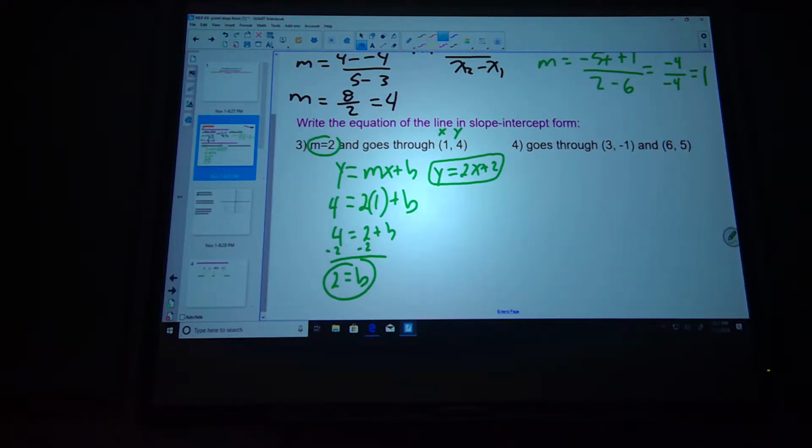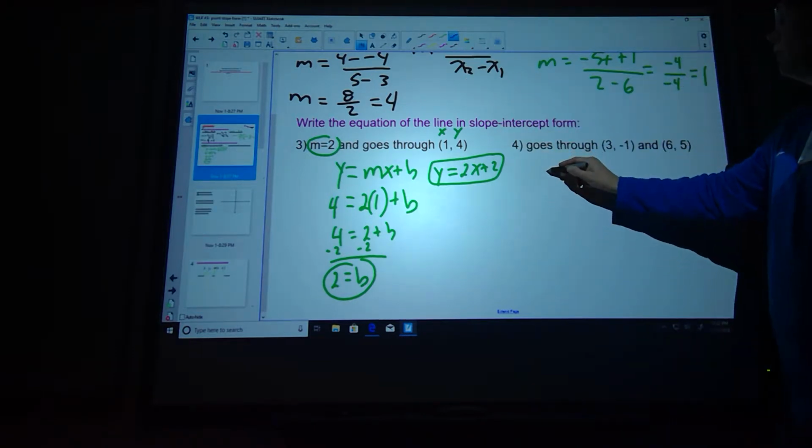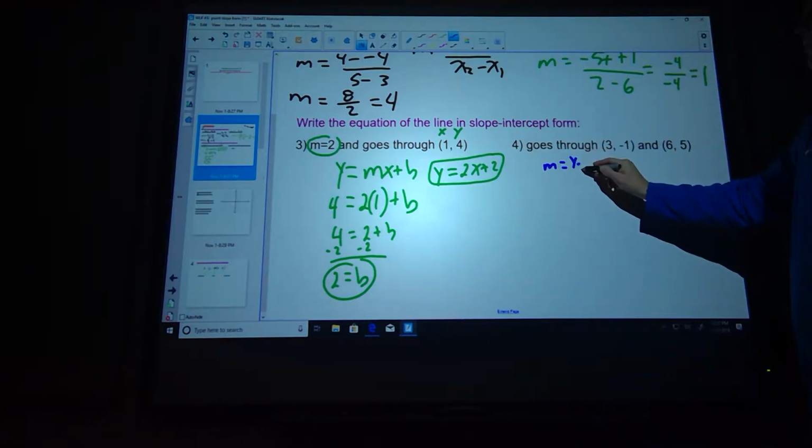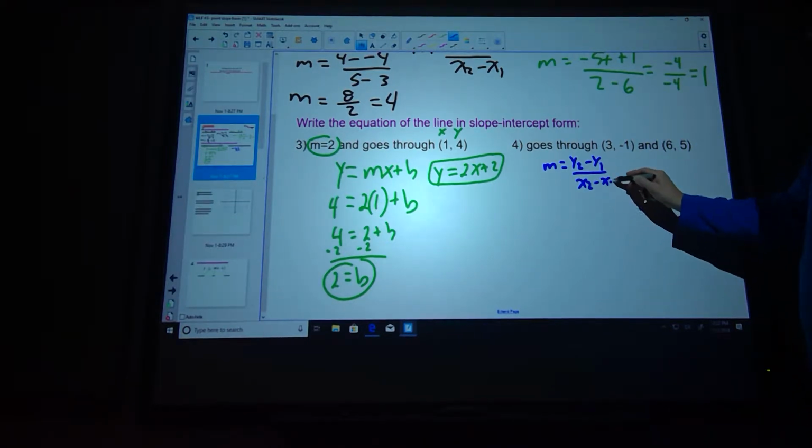Is that right? But how do I approach number 4? I'm not given the slope. Oh, yeah. Would you do the x1? So what is that? What's it called? The slope equation? Yeah, I'm definitely going to do the slope equation. So I'm going to find the slope first. Make sure you label them.